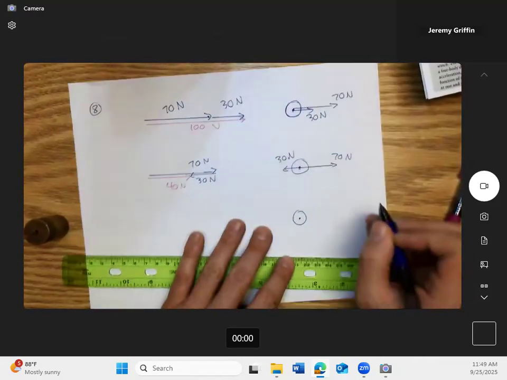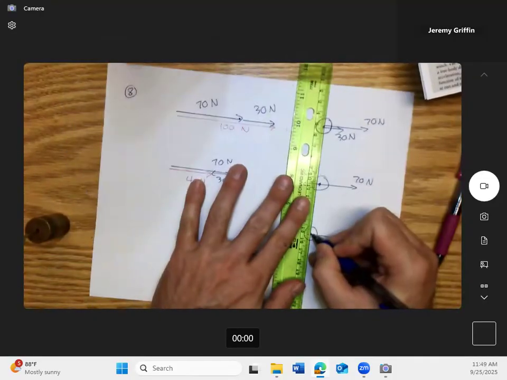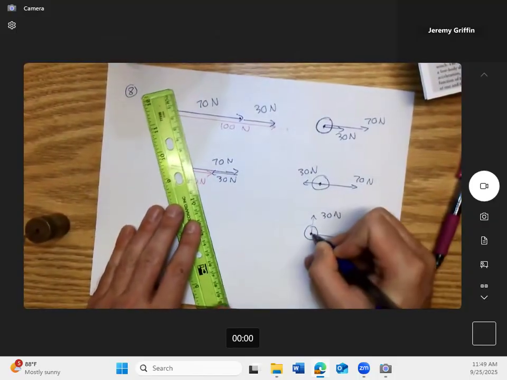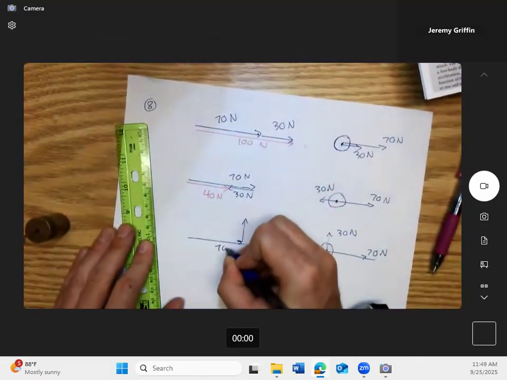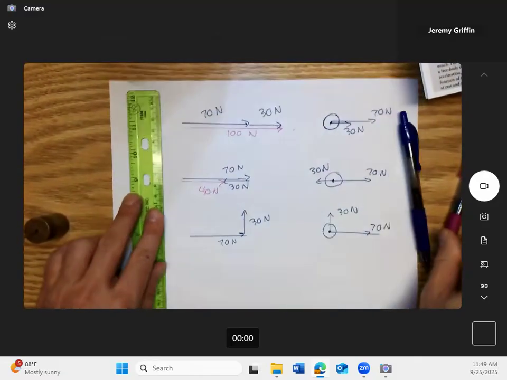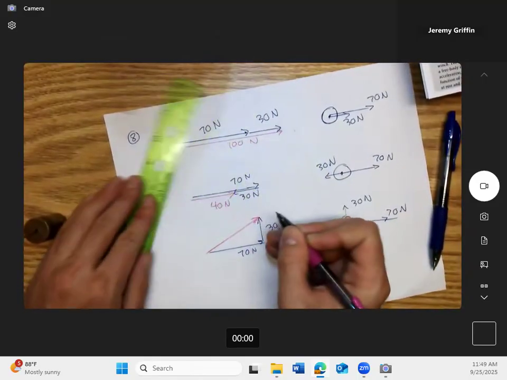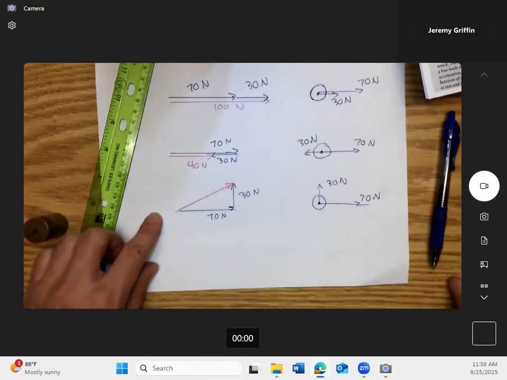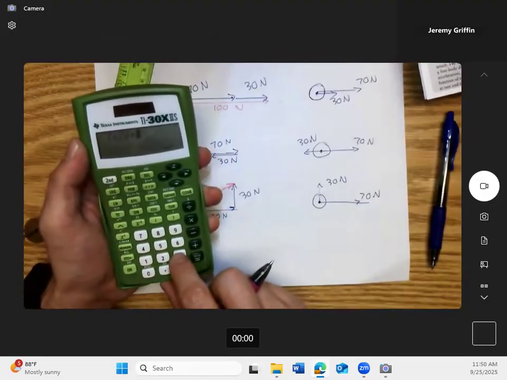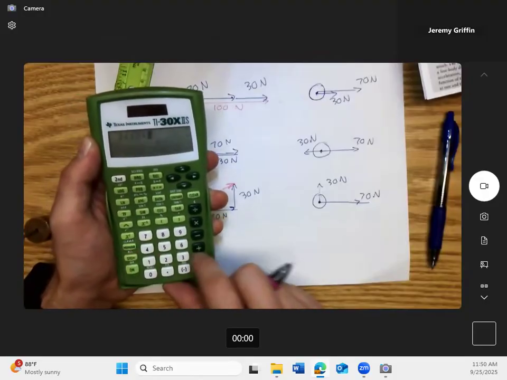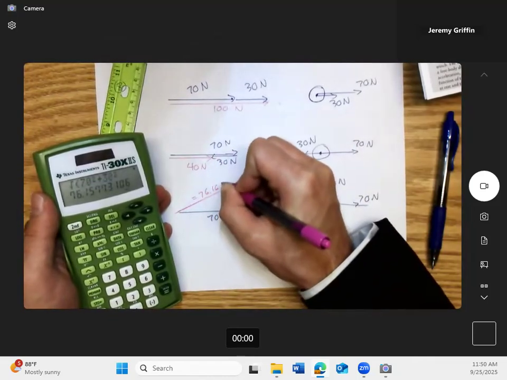Now, you could also go crazy with this. What if you did this, 70 newtons to the right and 30 newtons up? Can you connect those tip to tip? 70 newtons, 30 newtons. Okay. You guys, what shape does that look like on the paper? A right triangle. Can you use the Pythagorean theorem to figure it out? Yeah, so square root of 70 squared plus 30 squared. So this comes out to 76.16 newtons, like that.